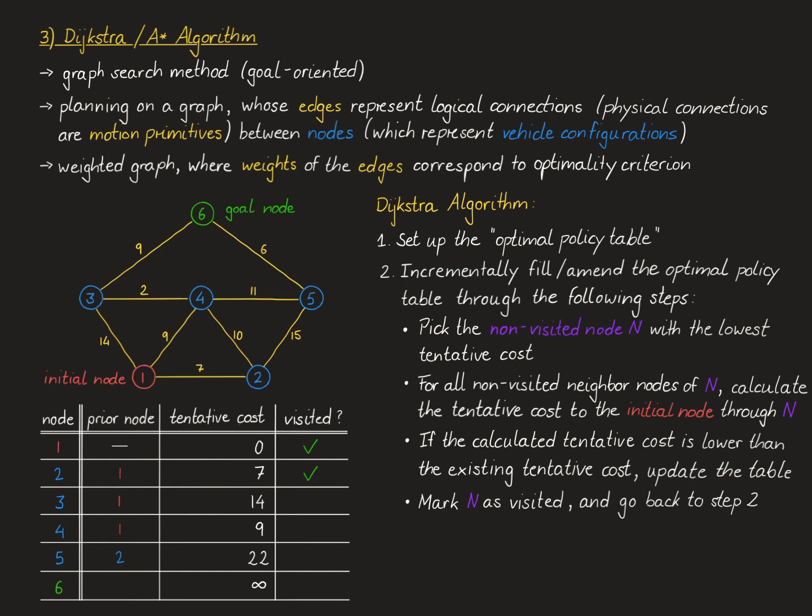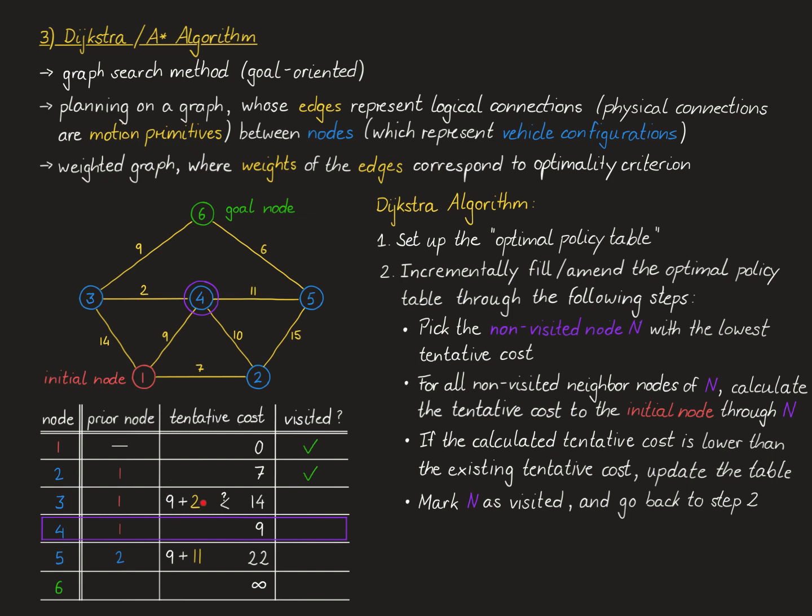The next non-visited node with the lowest tentative cost is node 4. Its neighboring nodes are 1, 2, 3, and 5, of which we do not have to consider nodes 1 and 2 because they have already been visited. For node 3, the calculated tentative cost becomes 9 plus 2, and for node 5, it becomes 9 plus 11.